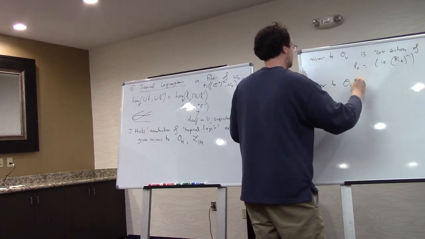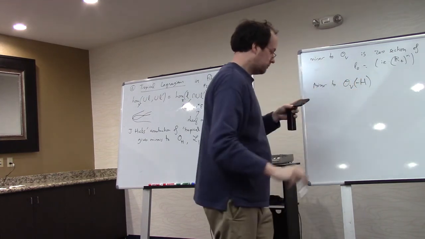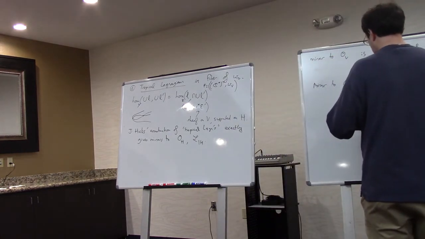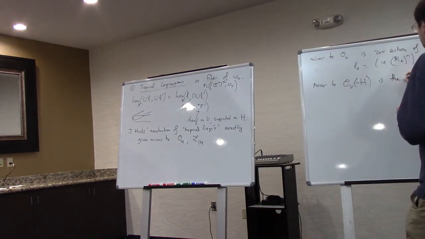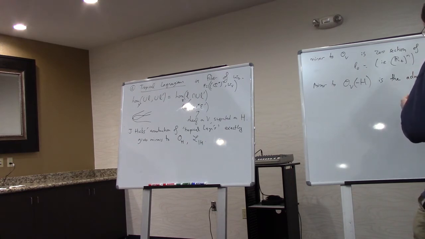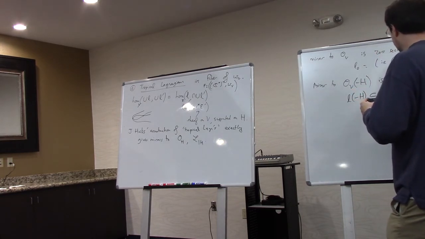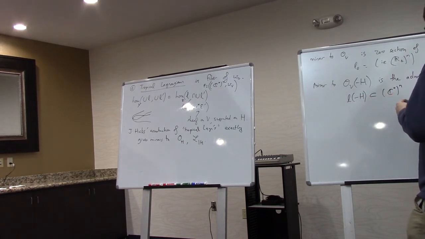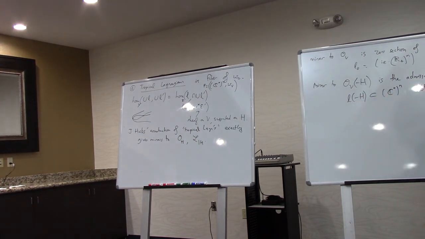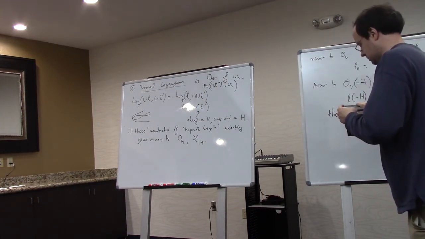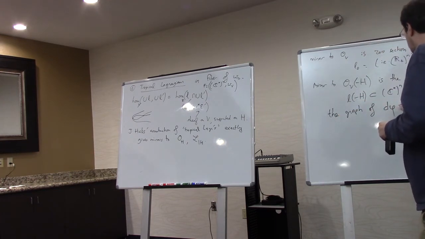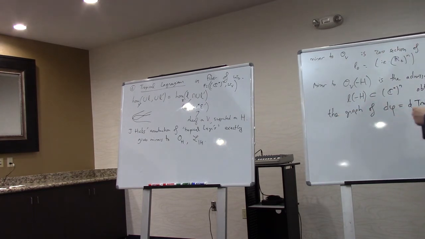Now, the mirror to O sub V of minus H, as first seen by Mohammed and then slightly reformulated by Andrew Hanlon, is the admissible Lagrangian section. I will call that now L of minus H inside C star to the n, obtained by smoothing the graph of d phi. Remember, phi was the tropicalization of f, the defining equation, back from lecture 1.